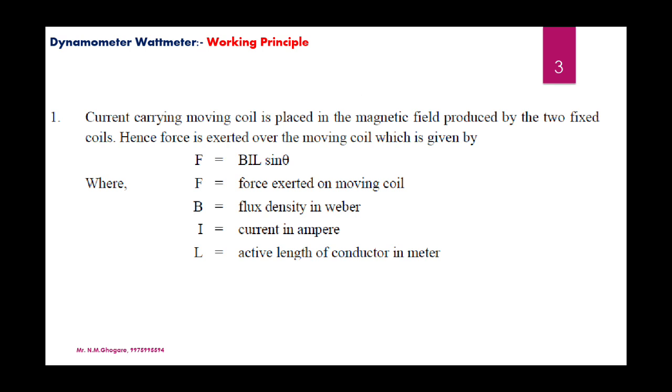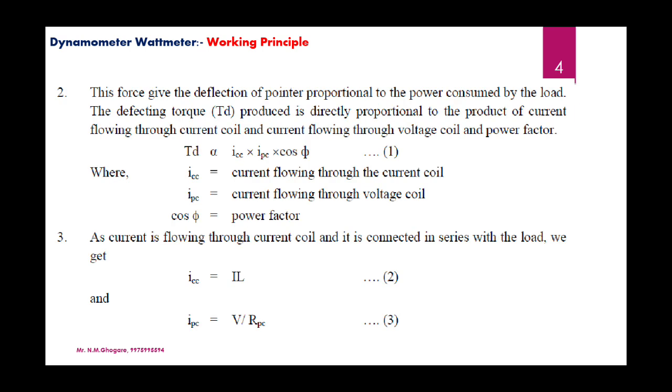F is equal to B I L sin theta. F is the force exerted on the moving coil, B is the flux density in Weber, I is the current flowing through the wattmeter, which is measured in ampere, and L is the active length of conductor in meter. This force gives the deflection of the pointer proportional to the power consumed by the load. That is, the deflecting torque is directly proportional to the product of current flowing through the coils, given in equation number 1.